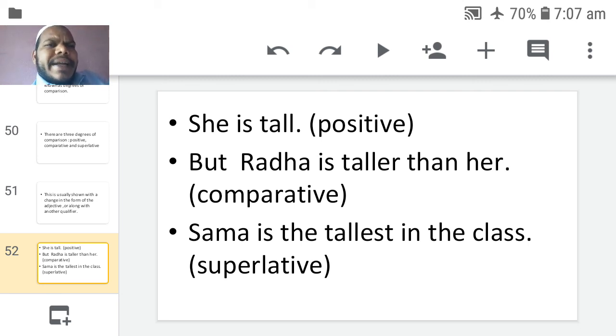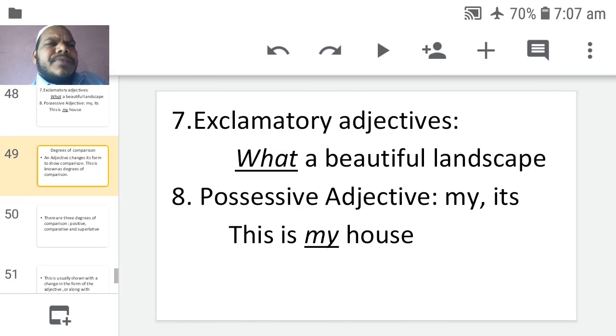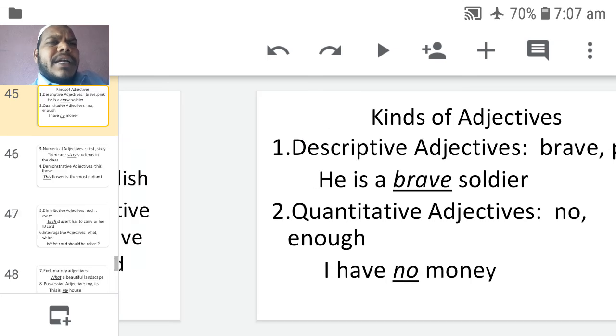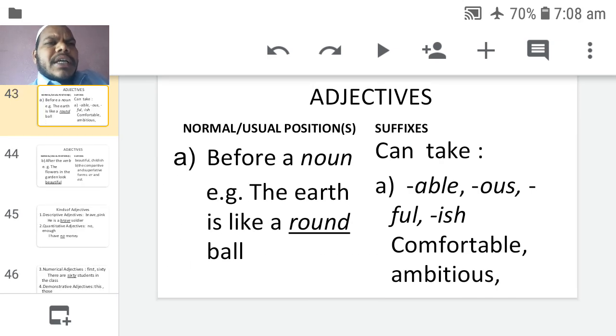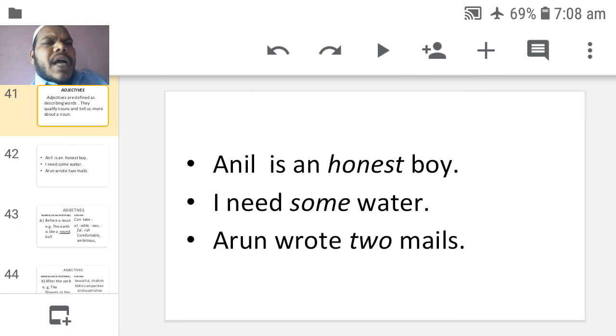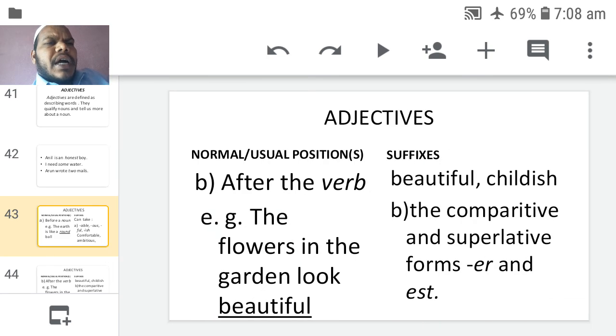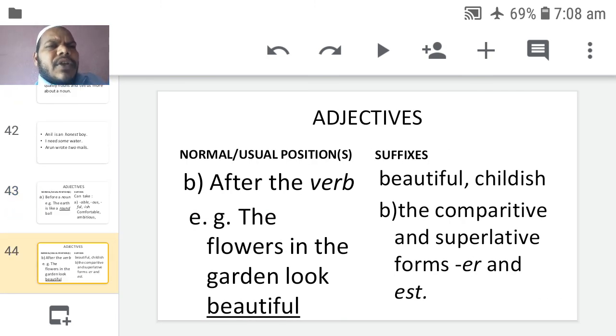In the coming class, we will learn in detail. Let's conclude what we have learned. Let's summarize what you learned in adjectives. We have seen that adjectives are defined as describing words. They qualify nouns and tell us more about the noun. And we have seen that they come before a noun and take suffixes like able, ous, ish, ful, and even though they come after a verb, they take er and est suffixes.